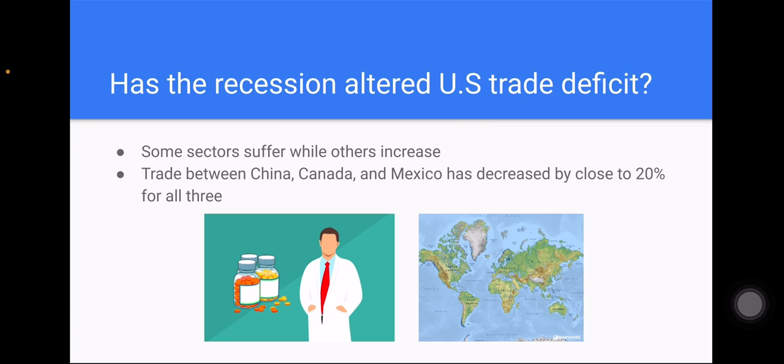And additionally, this recession has altered the trade deficit by influencing what we were importing from other countries like China, Canada, and Mexico. Like I said before, trade between all of these countries has gone down by close to 20%, which shows how this trade deficit is negatively impacting all of these countries, because the recession's going on, and the unequal balances of the needs and goods in this pandemic, and what people can even do and what people are using.